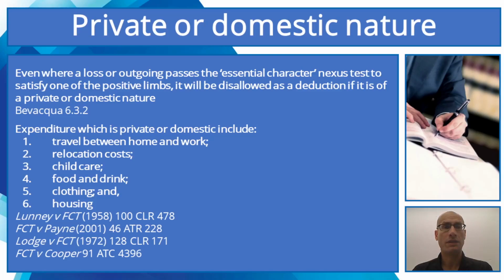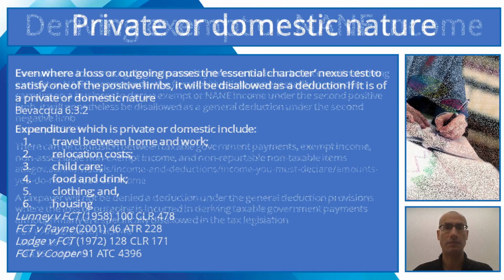The courts set a very high bar for determining whether a particular item, which by its nature is private or domestic, can be deducted. And in these sorts of situations, Parliament intervenes to really map out, to make things expressly clear that certain things can or can't be deductions. Those things, though, fall under the specific, not the general deduction provisions.